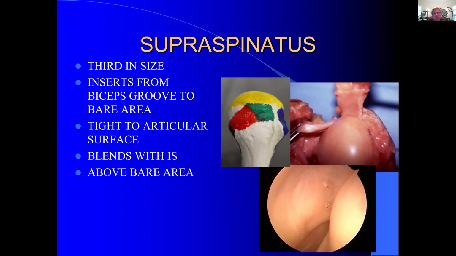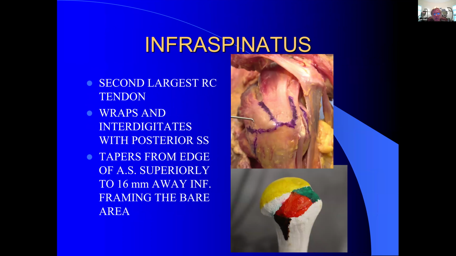The supraspinatus is third in size, but it's important because it's the most affected by pathology in the shoulder. It inserts from the biceps groove back to the bare area, and that's the green area there. In the normal shoulder, it's tight to the articular surface. Posteriorly, it blends with the infraspinatus. That's the red area. The infraspinatus is the second largest cuff tendon.